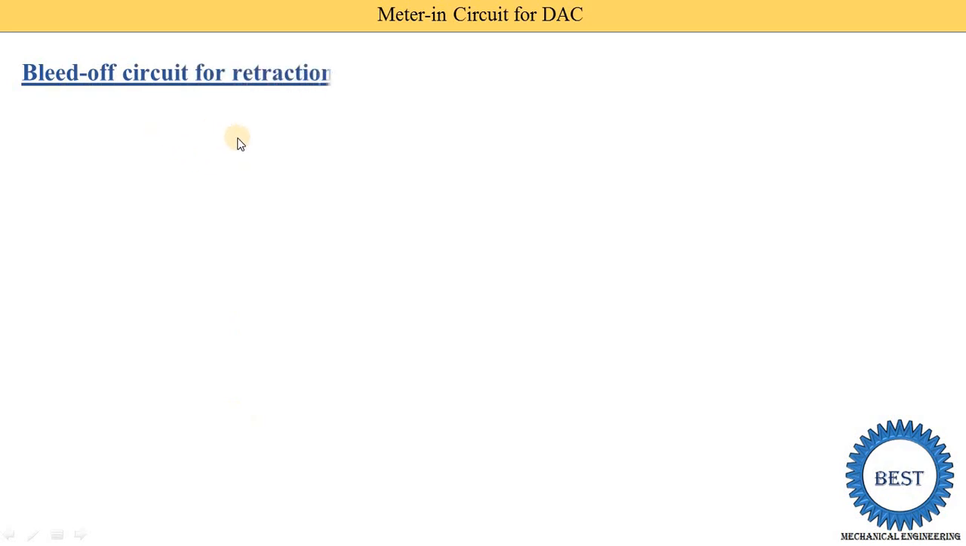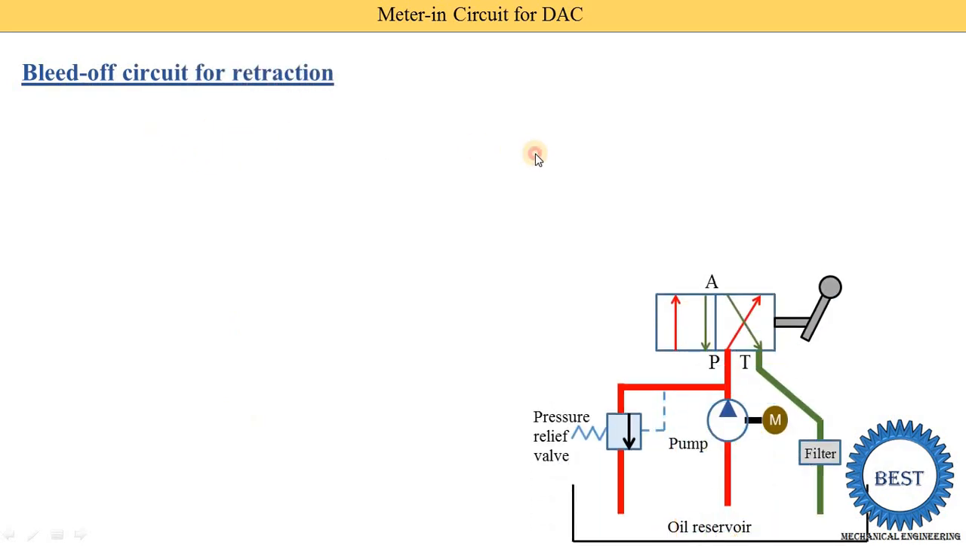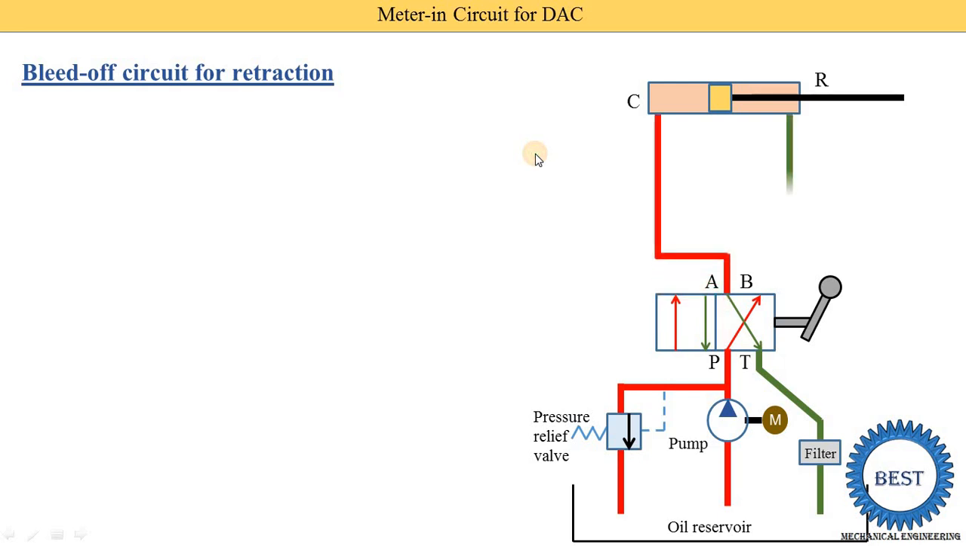Now we study the bleed off circuit for retraction. These are the basic components that we already studied. We know that in a bleed off circuit the bypass line is provided at the inlet of the stroke. So which is the inlet line for the retraction? The rod end port line is the inlet for the retraction, and the cap end port side is the outlet for the retraction. So the bypass line is provided in this line, in the B to R line. This is the bypass line.